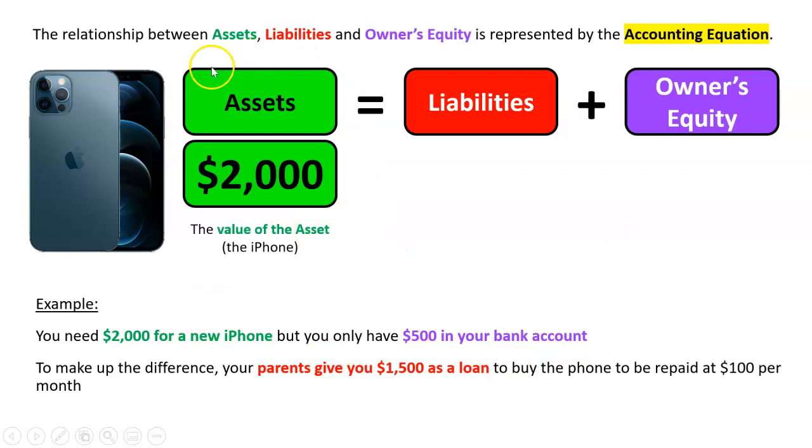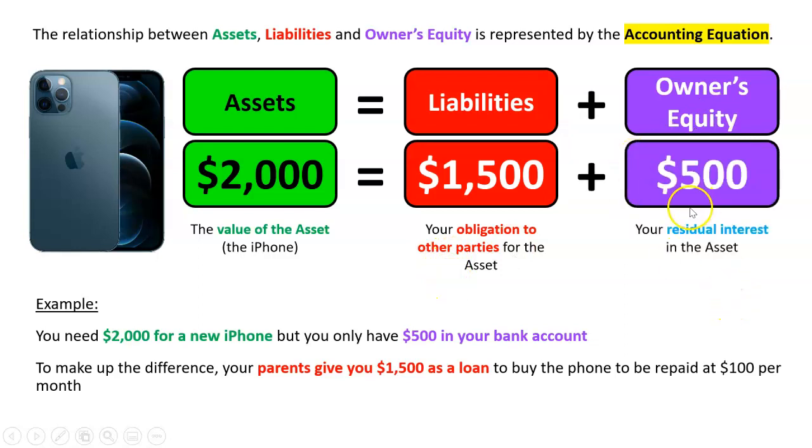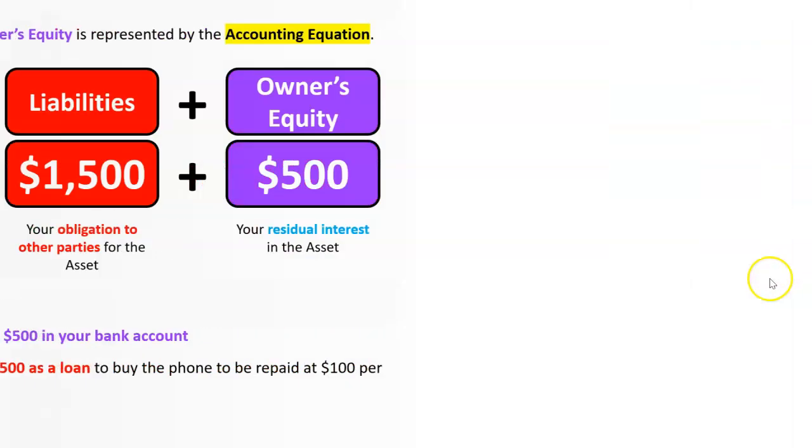So what we've got here is the asset, $2,000. That's the iPhone. Equals your liabilities, $1,500. That is your obligation to other parties for the asset. Plus $500. Now, when we looked at the definition of owner's equity, we said it's the owner's residual interest in the assets of the business, and that kind of makes a little bit more sense now because we can see the asset is $2,000. $1,500 of that is claimed by your parents because you've got to pay them back. So your residual interest in that phone is $500, and together $1,500 plus $500 equals $2,000.